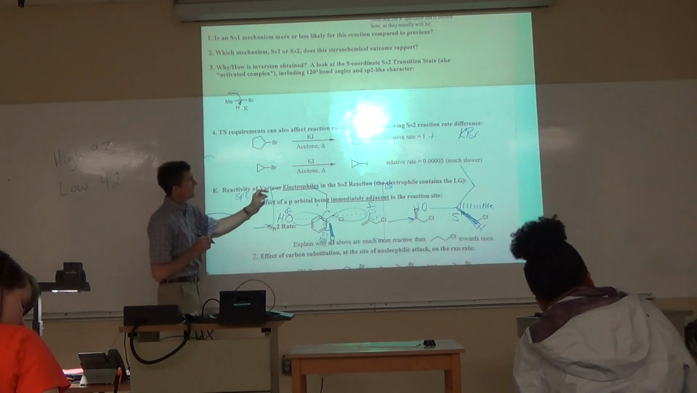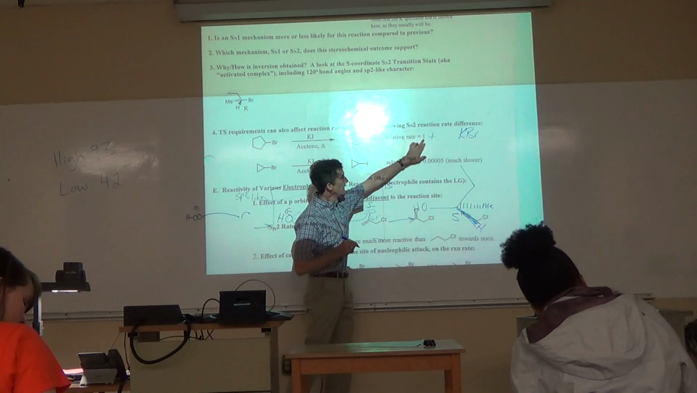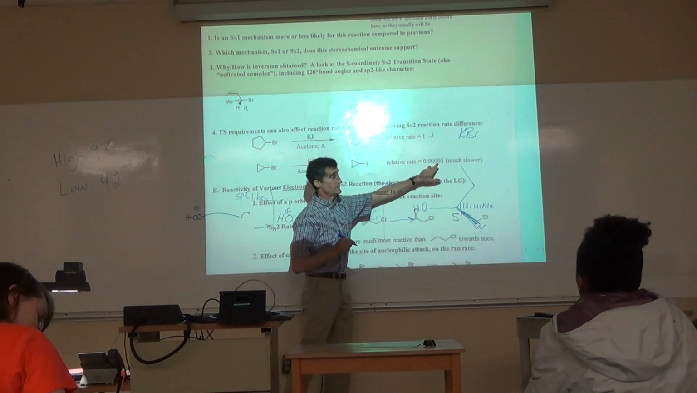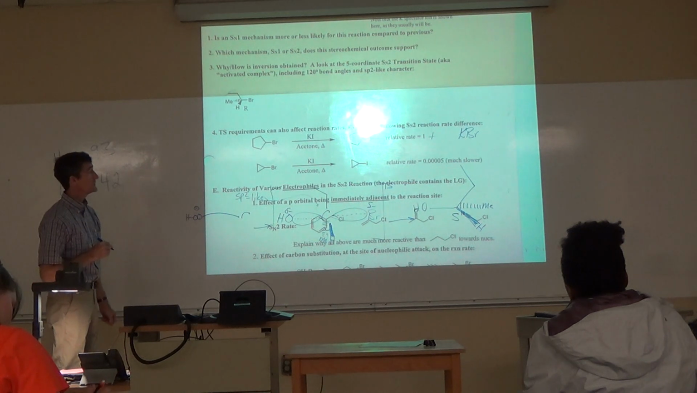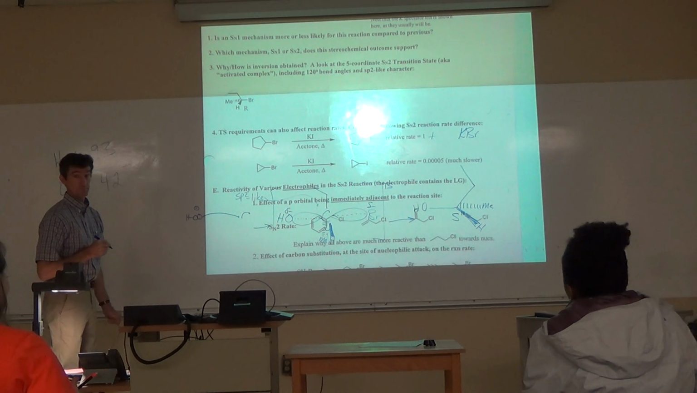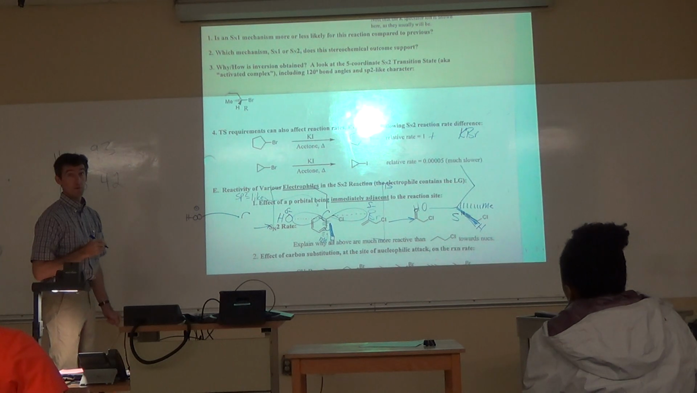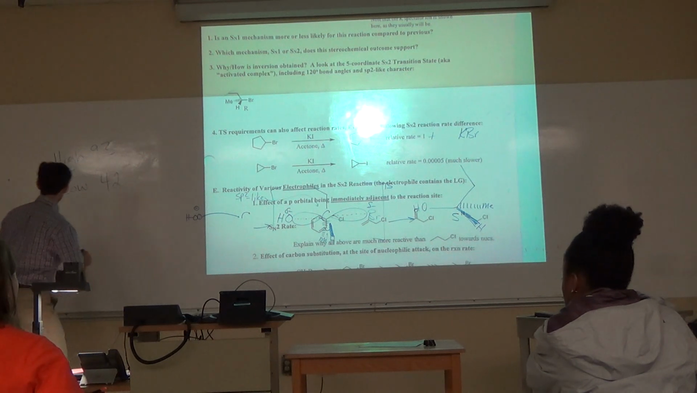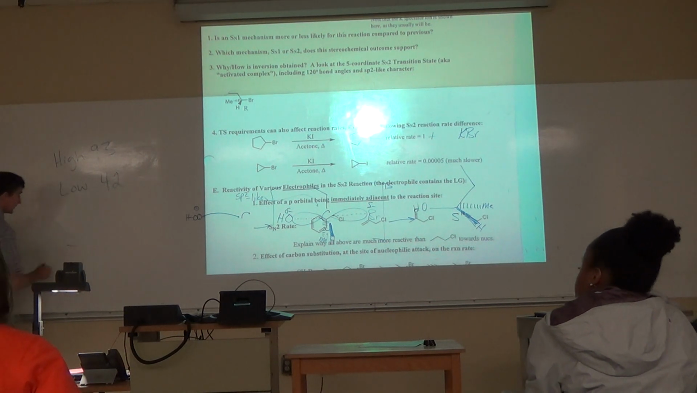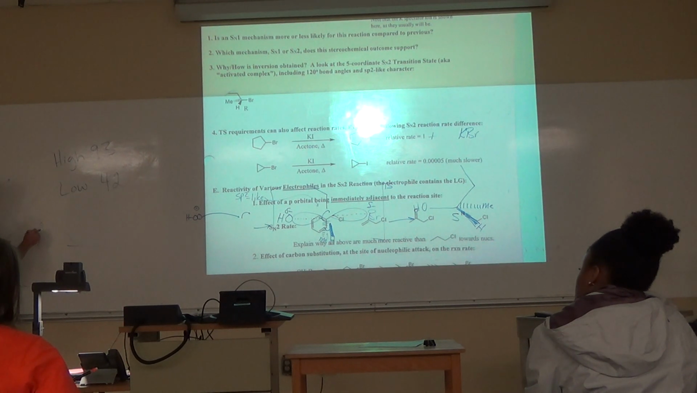Difference in rate. If the rate up here is 1, the rate down here is much slower. Why is it much slower? Well, let's look at the transition state for this mechanism. Because the transition state energy, here we go. Here are two products. The transition state may be like this. That's the transition state energy, right? We call it activation energy. Isn't that the transition state up here? High energy. Okay. The transition state could be like that.